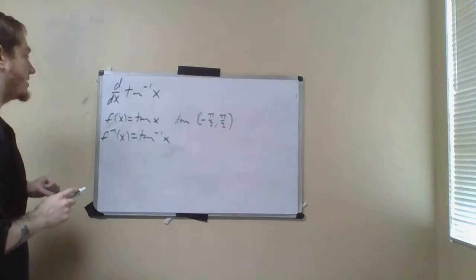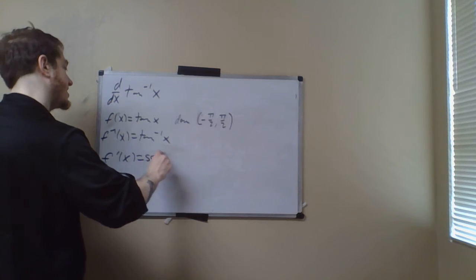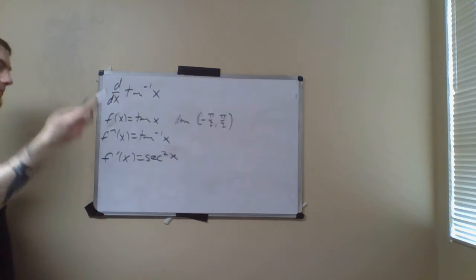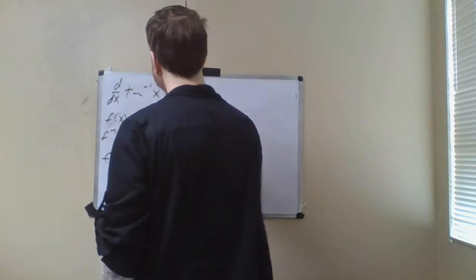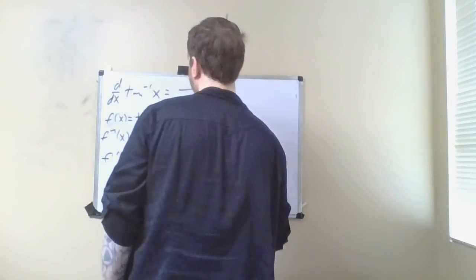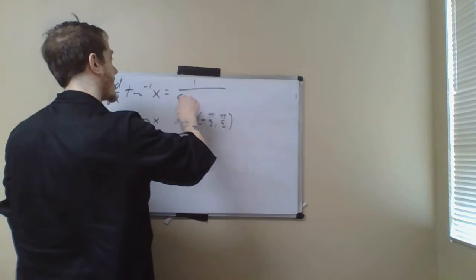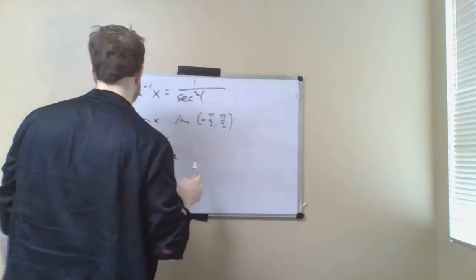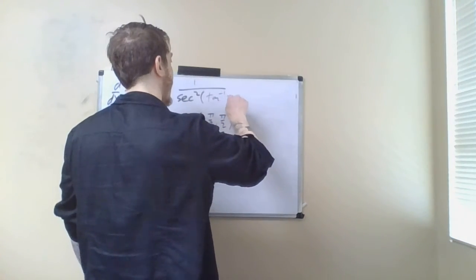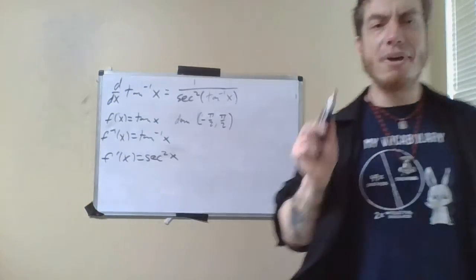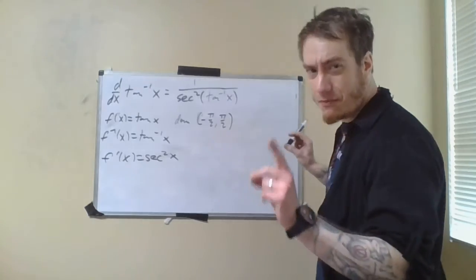Anyway, when I do this, then f prime is secant squared x. Fairly straightforward. We know that's what that comes out to be. So this derivative is going to be 1 over f prime, which is secant squared, evaluated on f inverse. So this is 1 over secant squared of tan inverse x. But although this is true, we can actually do something even more useful.